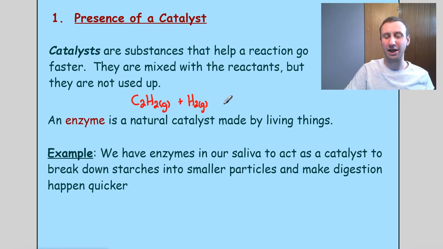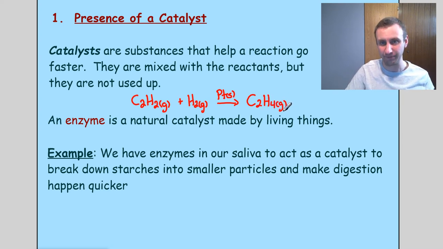One catalyst that helps this occur at a faster rate is platinum. Okay, when I use platinum as a catalyst, and I often write it above the arrow to show it's a catalyst, then it actually causes those hydrogens to add to make something called ethene, C2H4 gas, much more quickly than if that platinum was not present. Now, the platinum does not get used up at all in this reaction. It's just there, and it helps a reaction to occur.